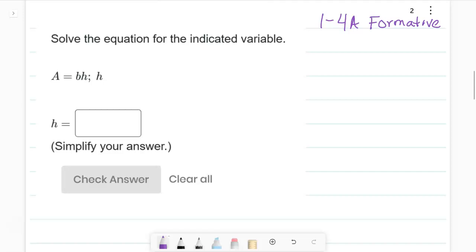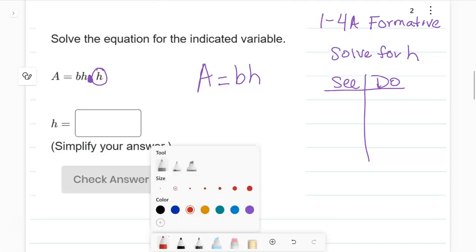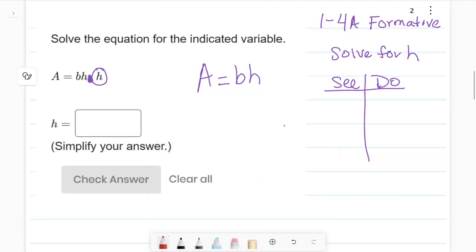So right here, we're going to do A equals BH. Don't worry about that semicolon. That's not important. It's just telling you to solve for H. So you don't have to add another H to the equation. We're going to do C do, and we're going to ask ourselves, what is happening to my H?